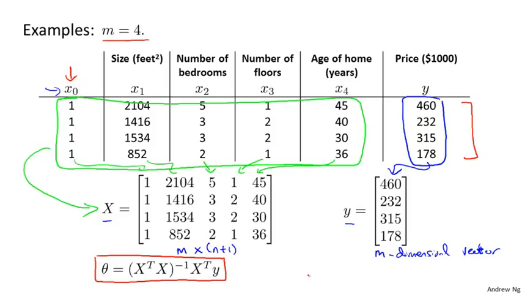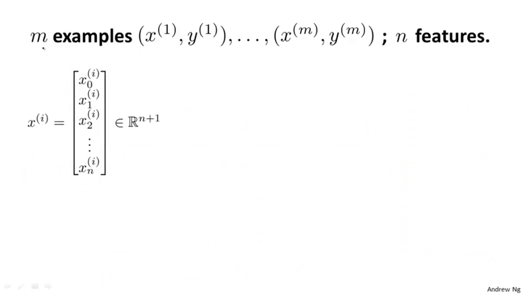There was a lot that happened on this slide, and I worked through it using one specific example of one data set. Let me write this out in a slightly more general form, and then later in this video, let me explain this equation a little bit more in case it's not yet entirely clear. In the general case, let's say we have m training examples, x1, y1 up to xm, ym, and n features. So each of our training examples xi may look like a vector like this, an n plus 1 dimensional feature vector.